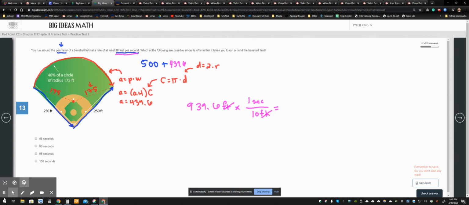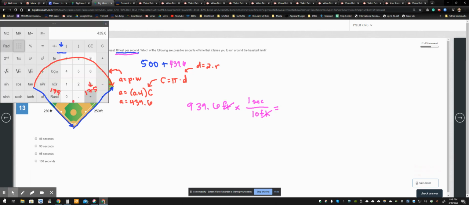So we're going to take our calculator and we're going to take 939.6 and we're going to divide that by 10. We're going to see that's going to take us 93.96 seconds to run around this baseball field.